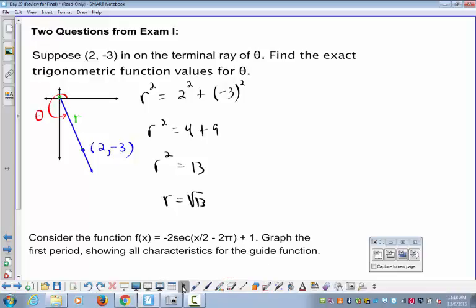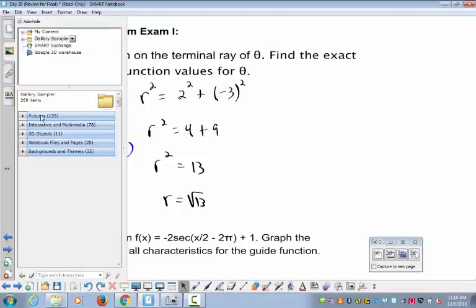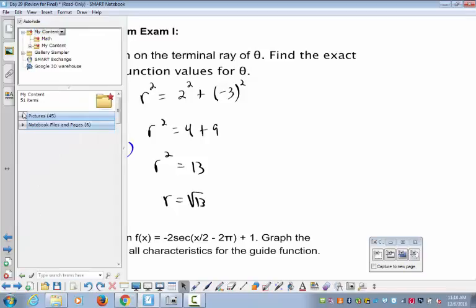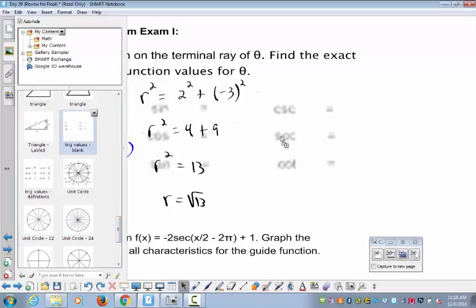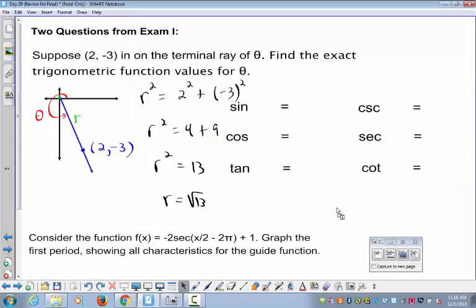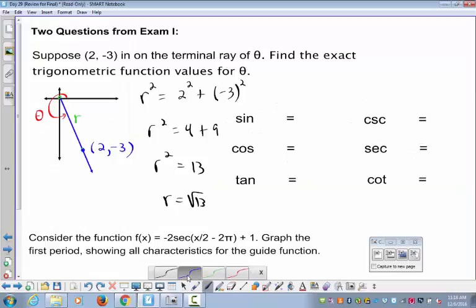So our trigonometric ratios are found by looking at the 6 fractions that we've defined our trig functions to be equal to. So sine of theta. Sine, is that associated with the first coordinate or the second coordinate? Second. Sine is second, cosine is first. So sine will be negative 3 divided by square root of 13. If you wanted to rationalize, you can. You don't need to. I don't care.